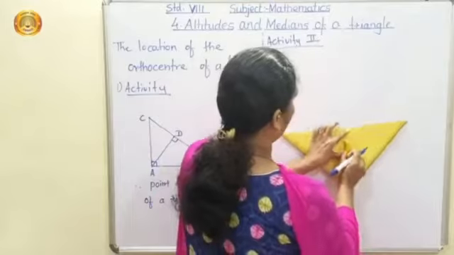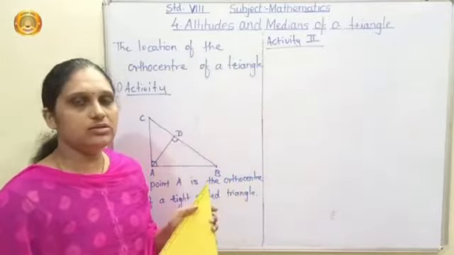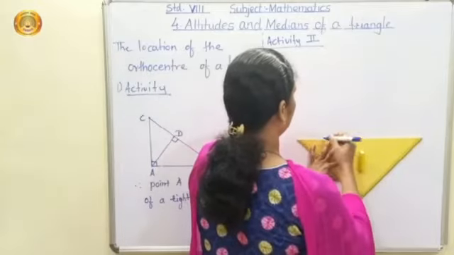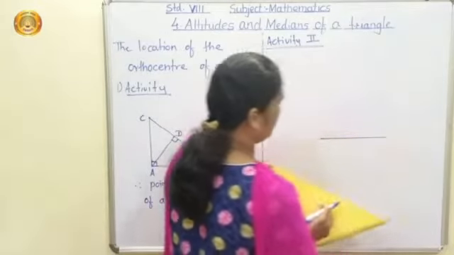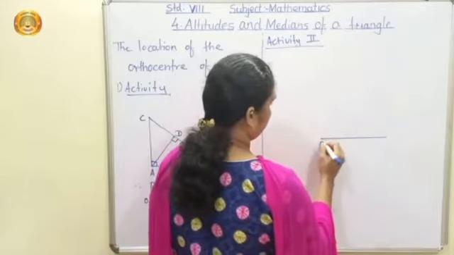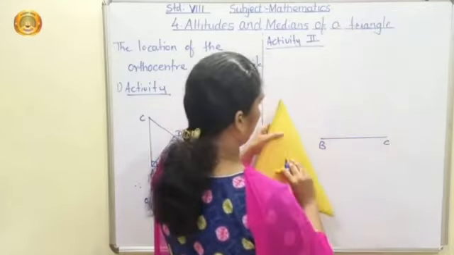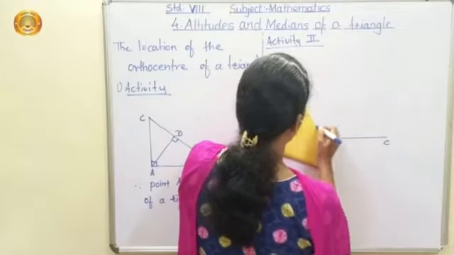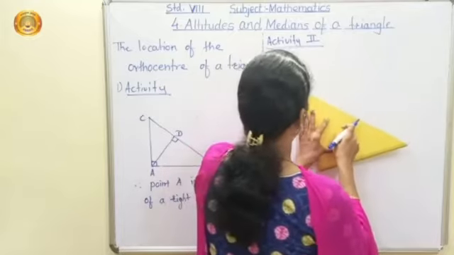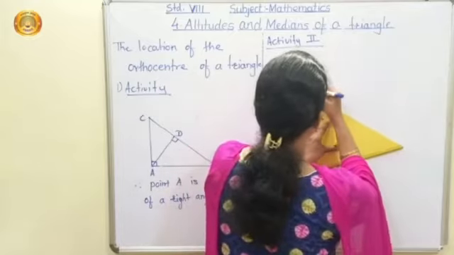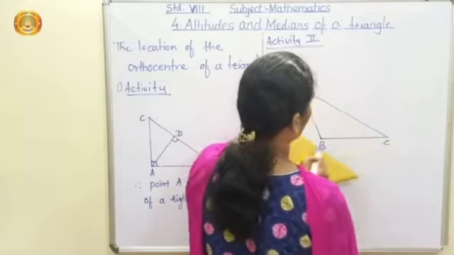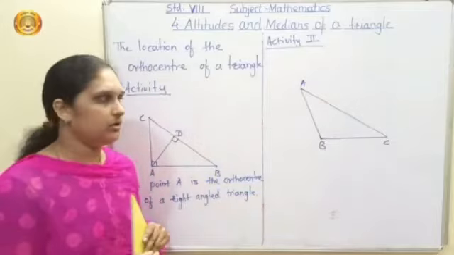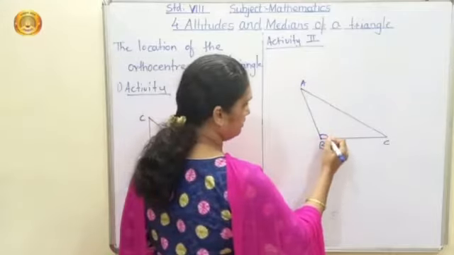You know obtuse angle triangle means what? One angle is greater than 90 degrees. So here I'll draw a line with any measure. I'll write B, C here, and on this side I'll take the opposite angle, that is above 90 degrees, and then draw it and join it. Now this vertex I'll name A. So this is an obtuse angle triangle.